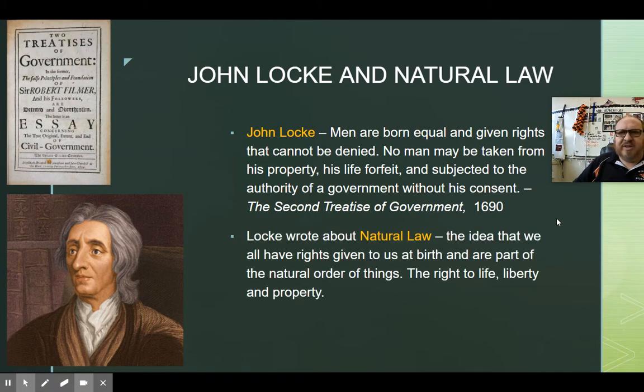John Locke also wrote in there about natural law, that we have rights given to us at birth and are part of a natural order of things, that those rights are the right to life, liberty, and property.